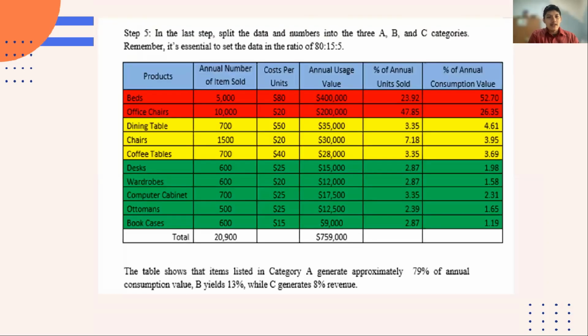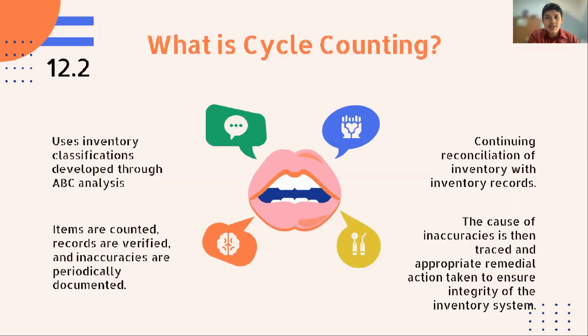Next, step 5, in the last step, split the data into the 3 categories A, B, and C. Remember, it's essential to set the data in the ratio of 80, 15, 5. Okay, thank you. Thank you, Abi and Fachri.